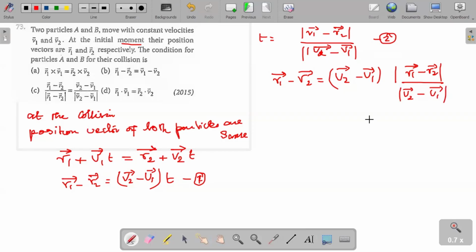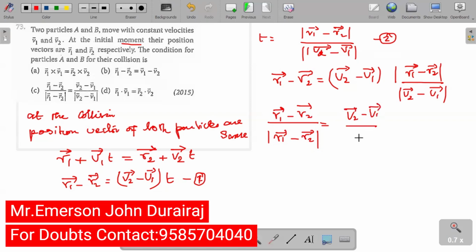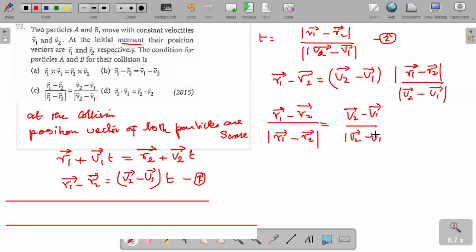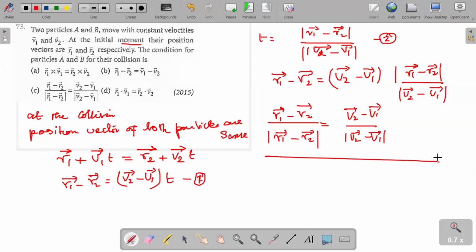That's all. Now we bring r1 and r2 down. So vector r1 minus vector r2 by modulus of r1 vector minus r2 vector is equal to v2 vector minus v1 vector divided by modulus of v2 vector minus v1 vector. This is the answer. C is the correct answer.